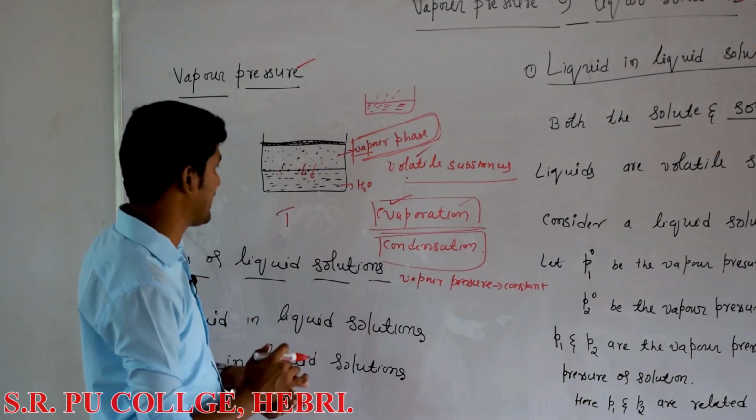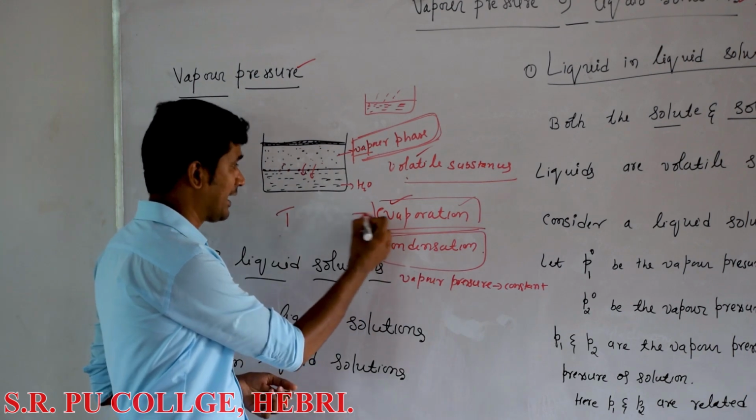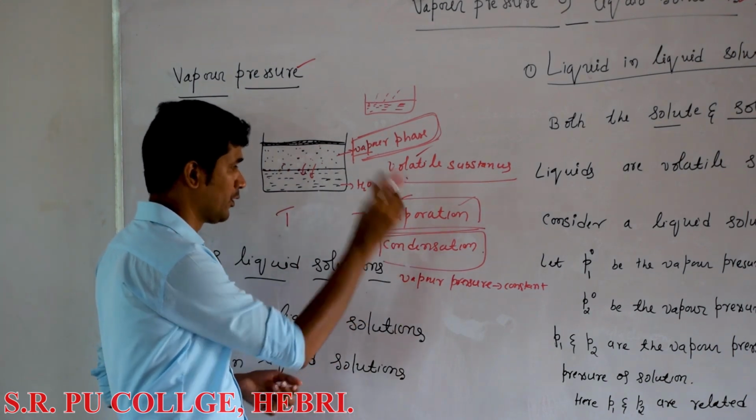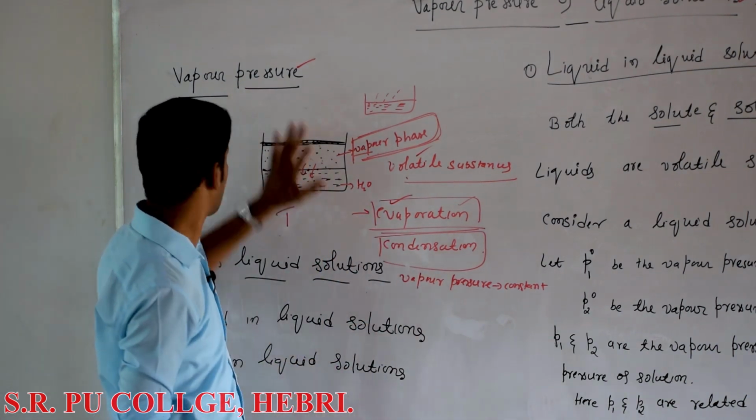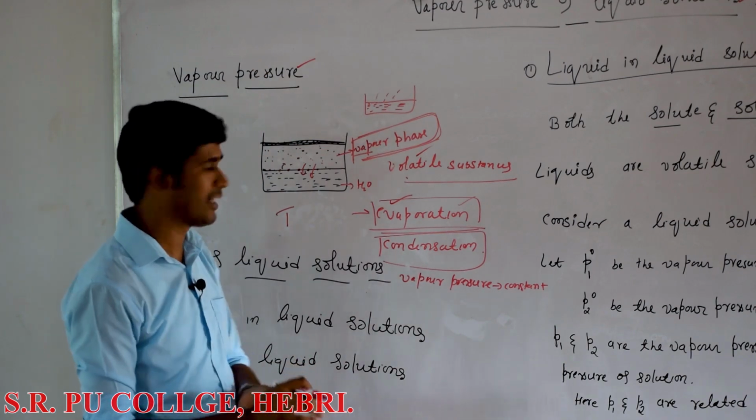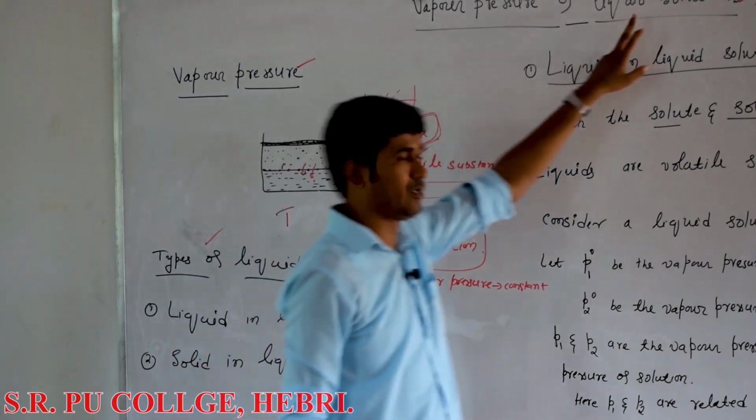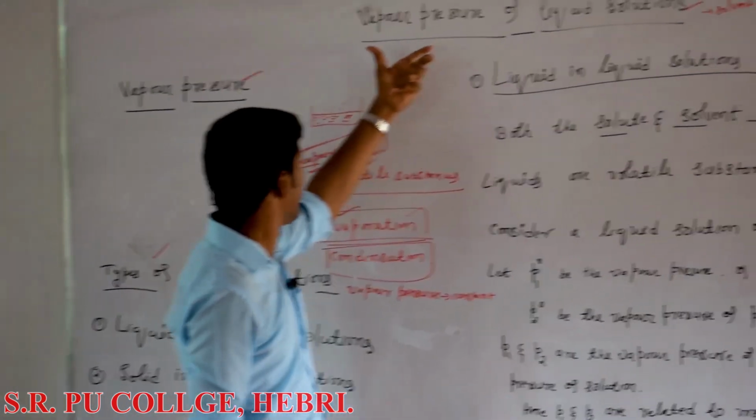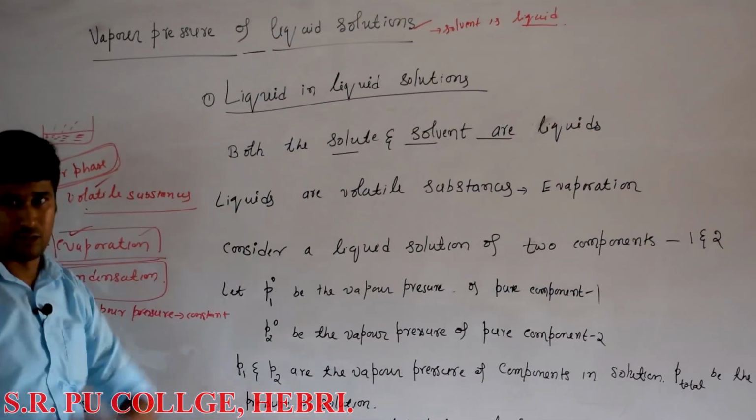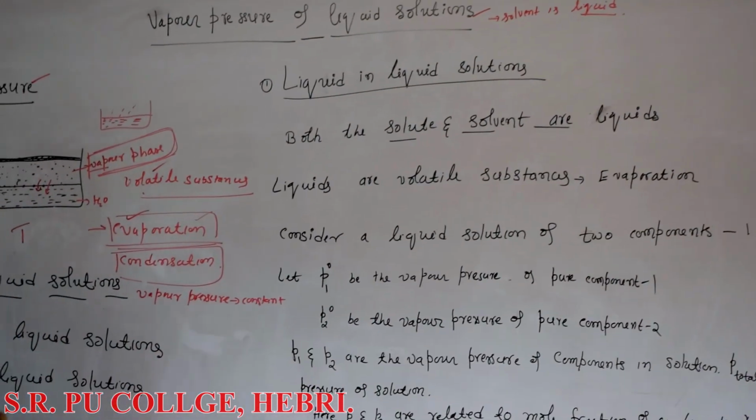Now there is an equilibrium at temperature T at which the rate of evaporation becomes equal to the rate of condensation. This is about vapor pressure and saturated vapor pressure. Now we know what vapor pressure is and what liquid solutions are. Let us see the types of liquid solutions.